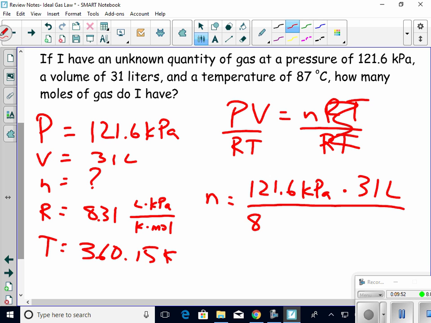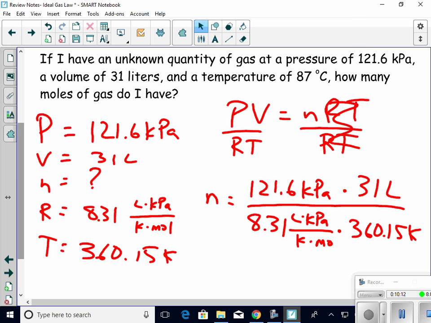R is my gas constant, 8.31 liters kPa over Kelvin mole. Multiply that by temperature, which is 360.15 Kelvin. As I get through to doing the canceling, top, bottom, on top, on bottom, my answer, when I divide it all out, is going to be in moles.